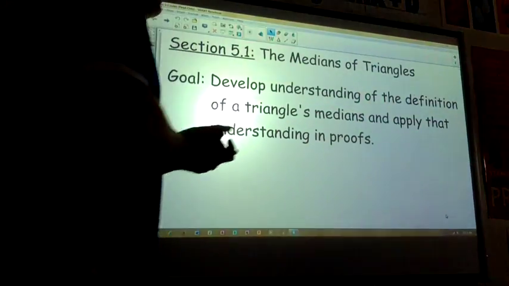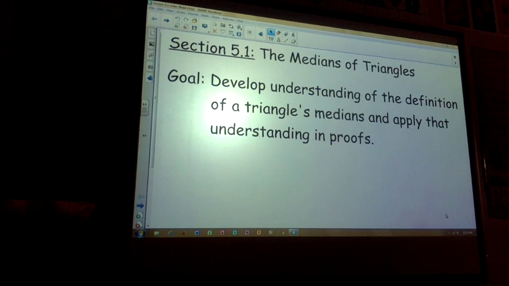So we're starting at 5.1. If you have your geometry tools, bust them out. Develop an understanding of the definition of a triangle's medians and how they apply in proof.